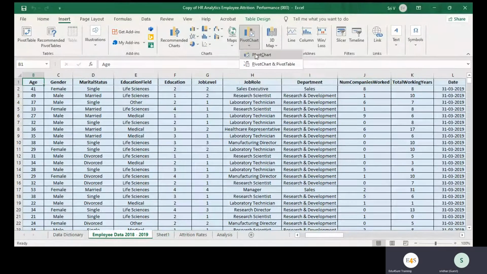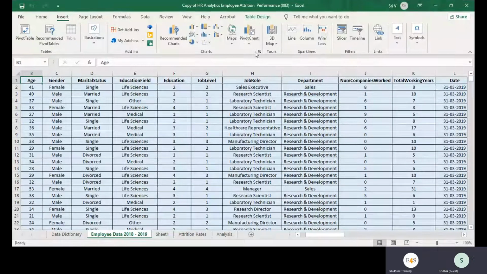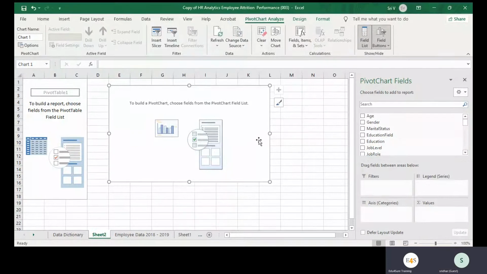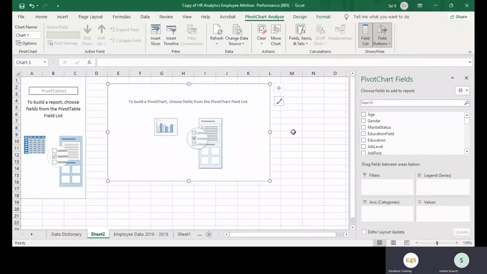You can go anywhere, in a new sheet also and this sheet also. Go to the second option, pivot chart and pivot table. It's come now. Are you seeing? Yeah, I can see. Yes. So basically now try to make a chart to find out a relationship between overtime and marital status.